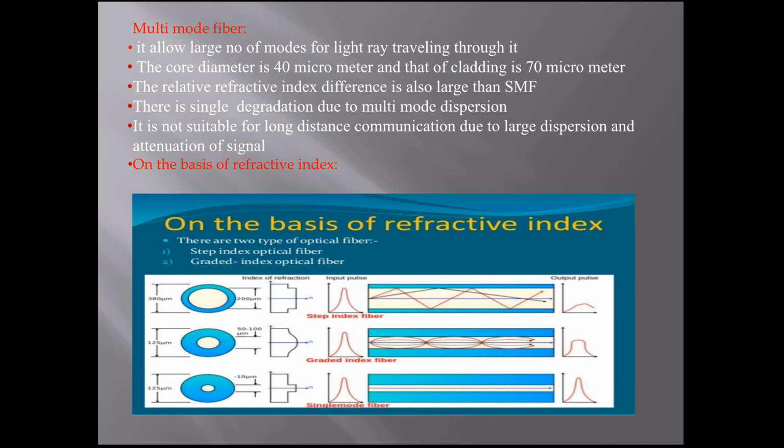The second subclassified part is the multimode fiber. It allows a large number of modes for the light ray traveling through it. The core diameter is 40 micrometer and that of cladding is 70 micrometer. The refractive index difference is also larger than single mode fiber. There is signal degradation due to multimode dispersion. It is not suitable for long distance communication due to the large dispersion and attenuation of signals.